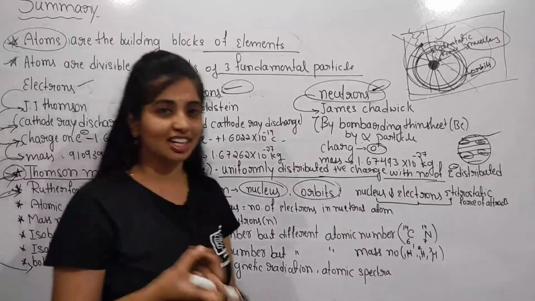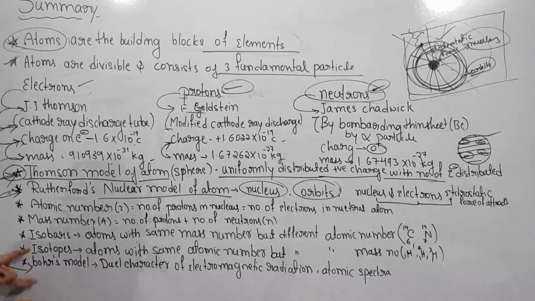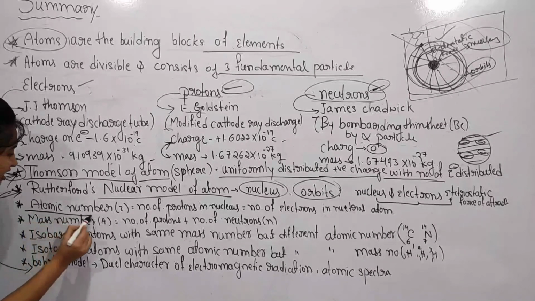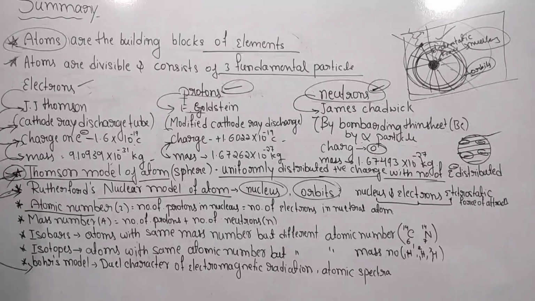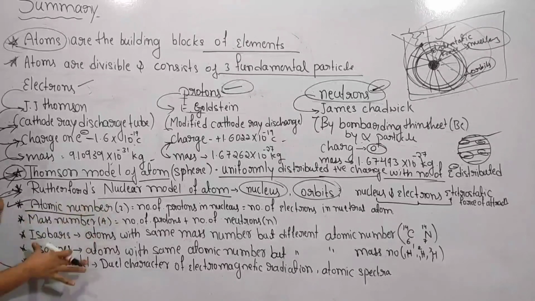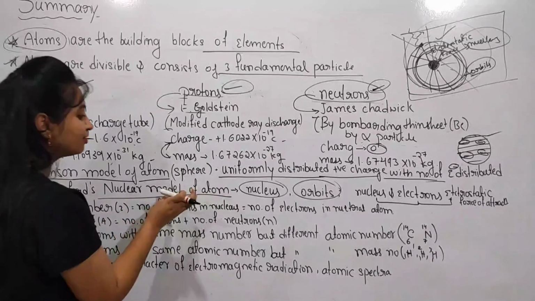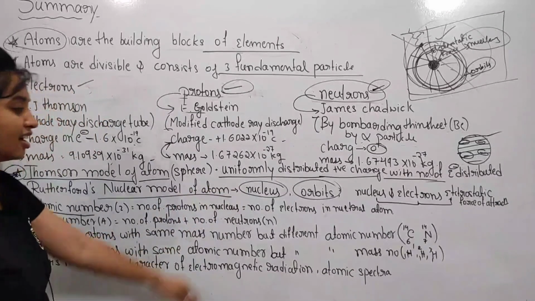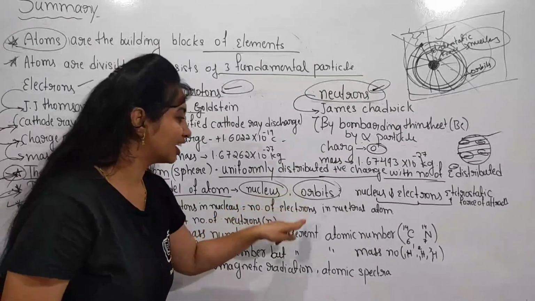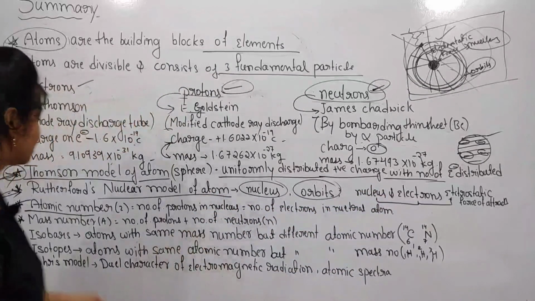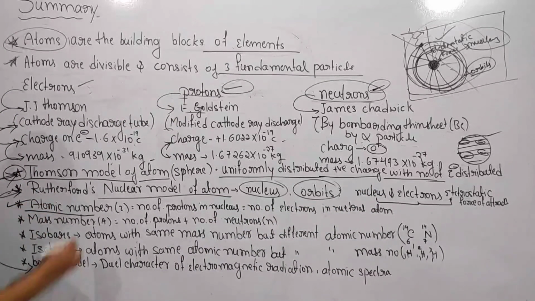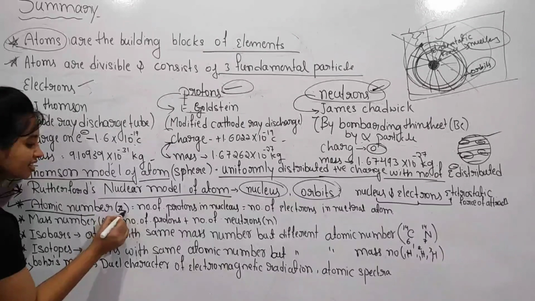Before we study or revise the Bohr's model of an atom, we have some terms like atomic number, mass number, isobars and isotopes. What do you mean by the atomic number? Atomic number is the number of protons in a nucleus, which is equal to the number of electrons. Atomic number is denoted by Z.